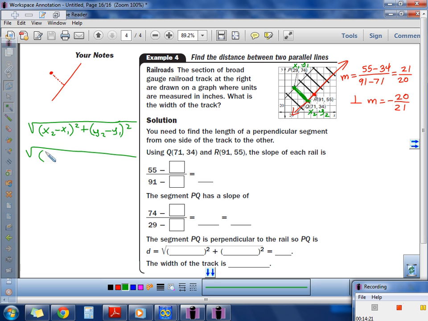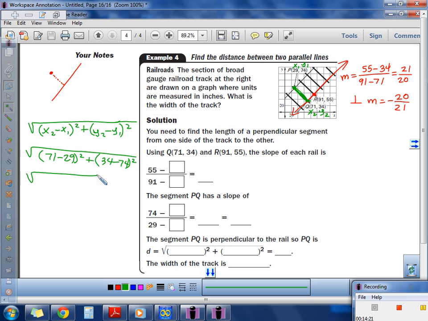What's my x2 value? Read. x2 is 71. What's my x1 value? 29. Now my y2 is 34. My y1, 74. So we're going to get some big numbers here. You definitely need your calculator.